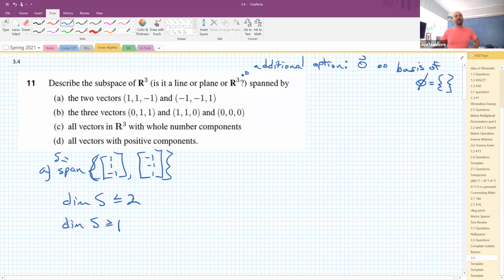Now, what's the question I need to decide the answer to? I need to know, are these linearly independent or not? Do you guys see an answer to that here? Are these two vectors linearly independent?